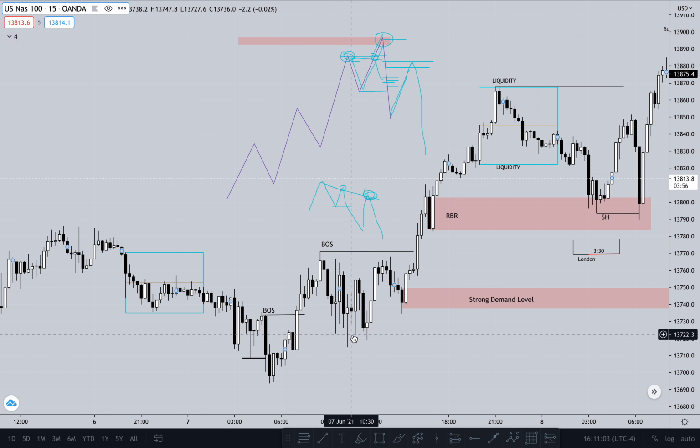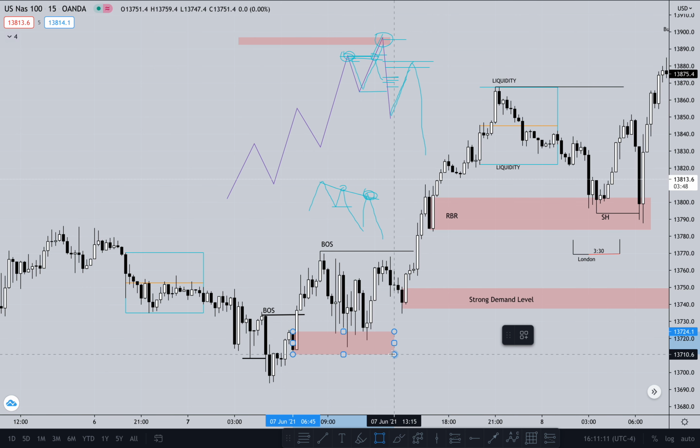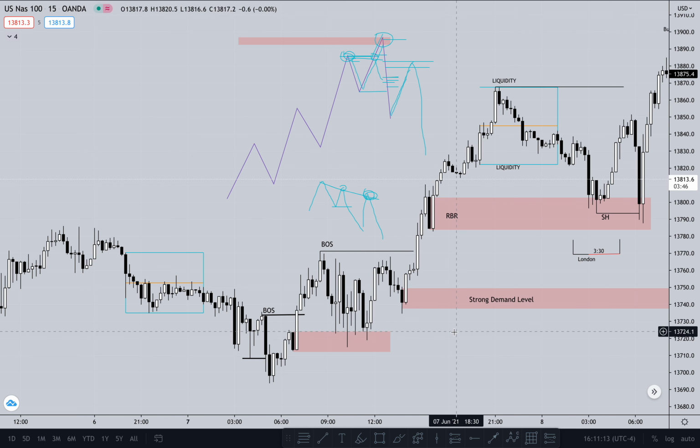Then we need to understand where is the last point that led the market to a break of structure. So the last point that led the market to a break of structure is this one. This is the area that led the market to a break of structure. You can take a trade here. You can come and refine your entry.